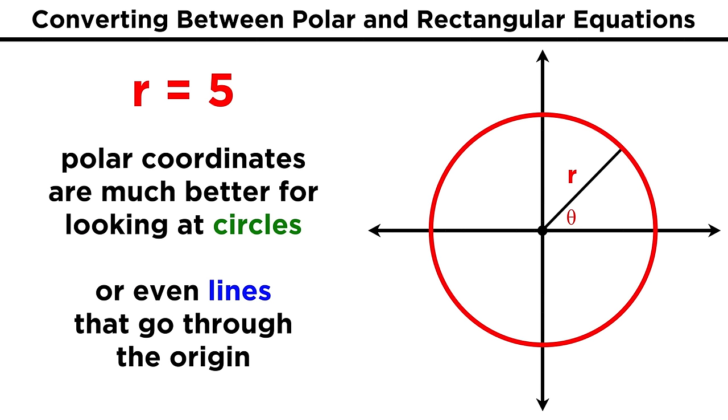Therein lies the power of polar coordinates, which wouldn't be very useful for lines, unless the line goes through the origin, as these would just be equations with constant angles. But polar coordinates are very useful for things like circles and other shapes.